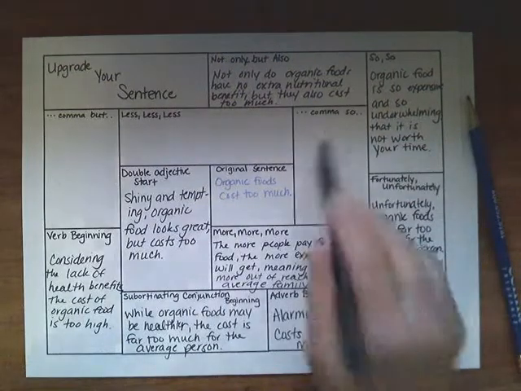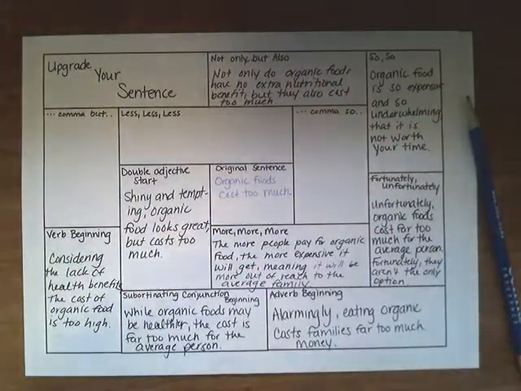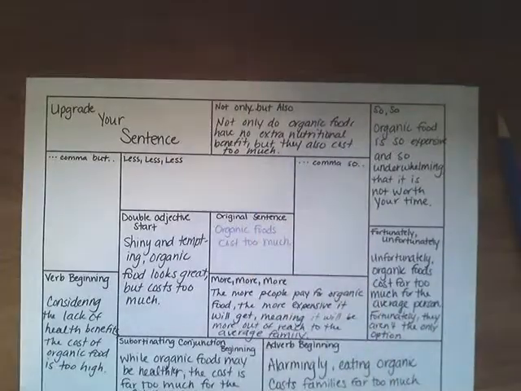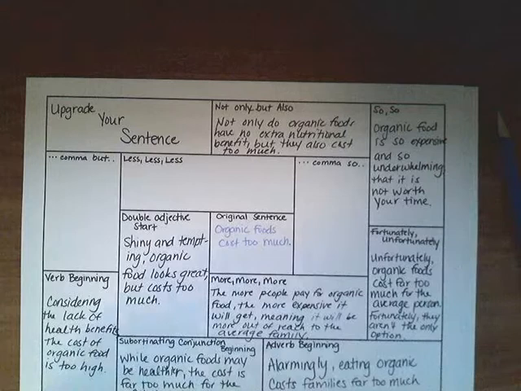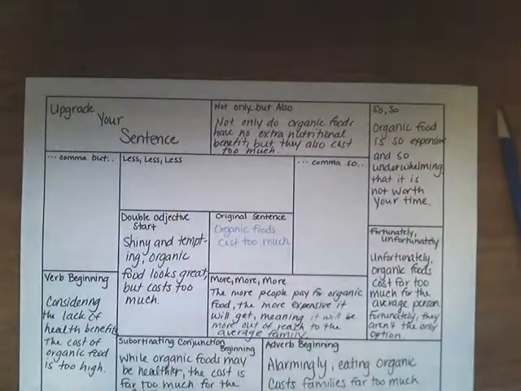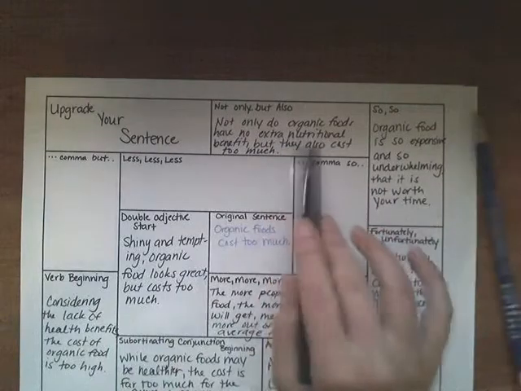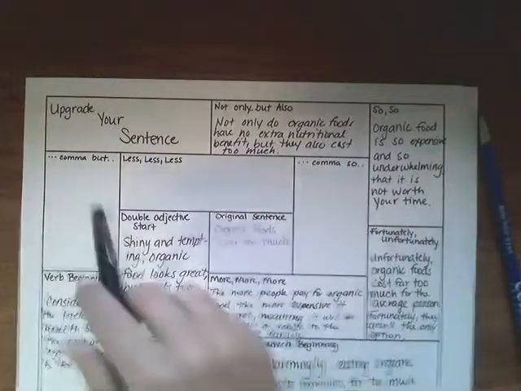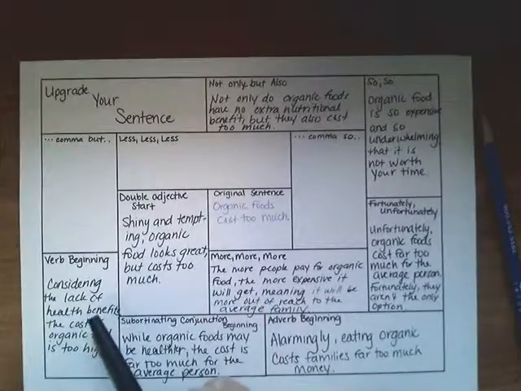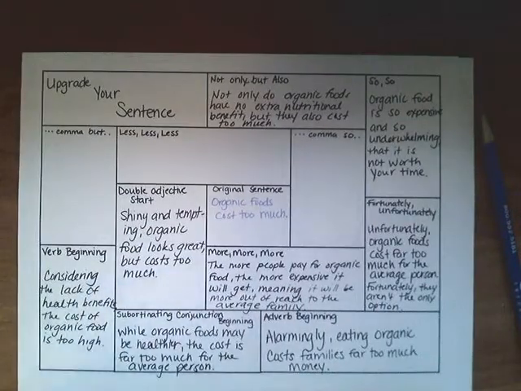I didn't do the comma but or the comma so because I've got a few of those. So for example, "Not only do organic foods have no extra nutritional benefit, but they also cost too much." So these two are kind of the same. This one's adding an "also" to it. You don't necessarily have to do that over here. Verb beginning: "Considering the lack of health benefits, the cost of organic food is too high."